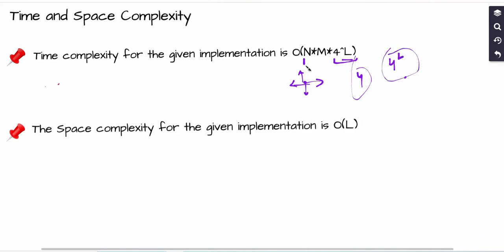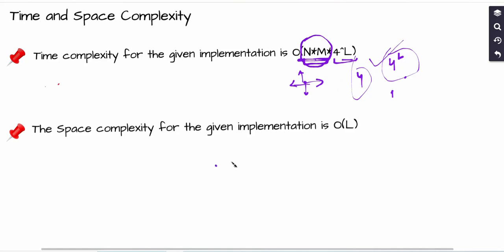While in the worst case, let's say the first character of the target string is present in each cell of the board. In that case, this search function or solve function is invoked for all the cells of the matrix, and there are n into m cells in the given matrix or board. So that's why this factor handles that type of situation. So the overall time complexity becomes n into m into 4 raised to the power L.